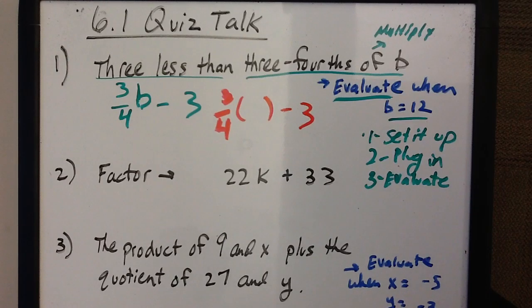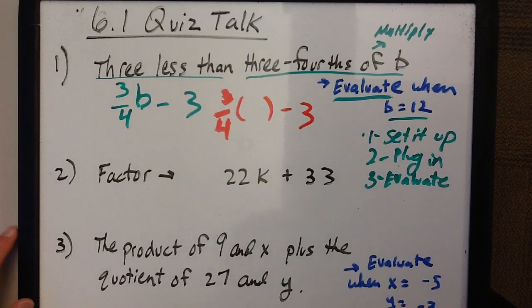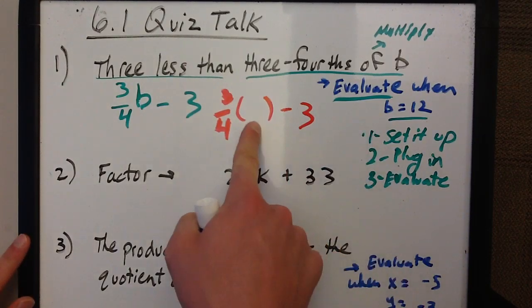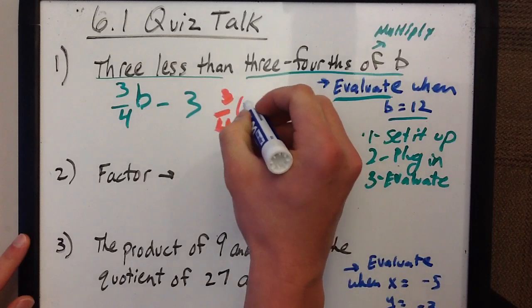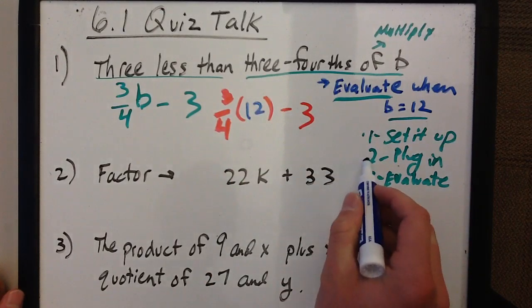Step 2 is plug in. You need to plug in what that variable is equal to. B is equal to 12, so where b was, right there, I'm going to put a 12. Okay? Now, step 3, evaluate.